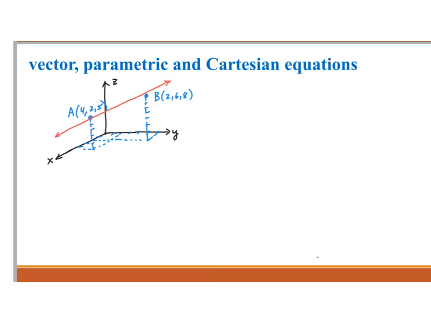Finding the vector equation, parametric equations, and Cartesian equations of a line in 3 dimensions would be a similar process to 2 dimensions. So let's say we have this line, for example, with the points A with coordinates 4, 2, 5, and B 2, 6, 8. Let's find the vector equation first.